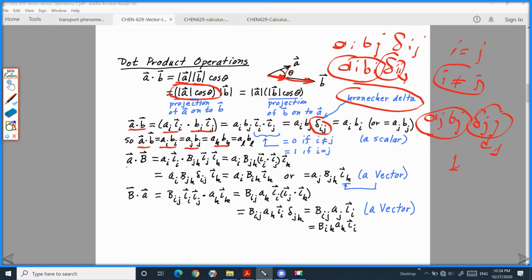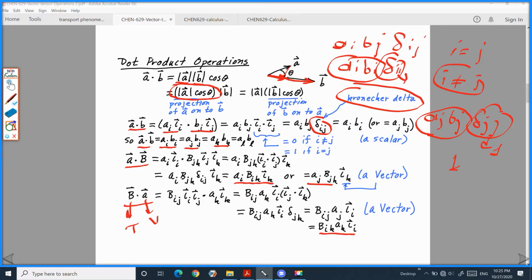The dot product between any vector and the tensor is similar. I obtain the dot product between a vector and a tensor. Again, I do the same thing. I set i equal to j, and I put i instead of j, and I keep the k here, and I obtain that result for the dot product between the vector and the tensor. And for the dot product where the first one is the tensor and the second one is the vector, the result is given in this form.